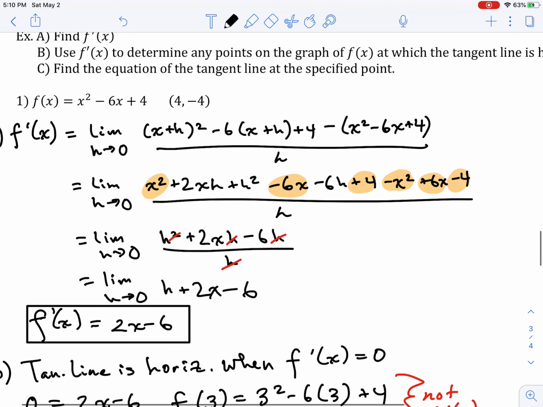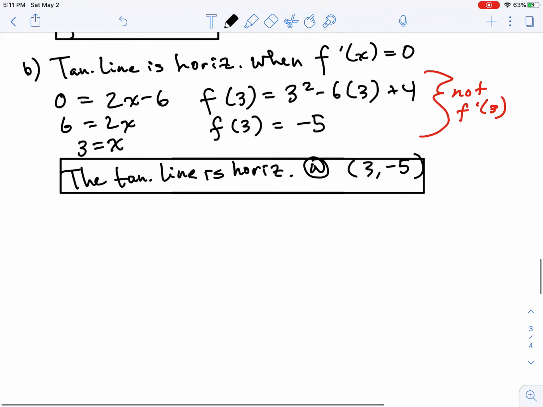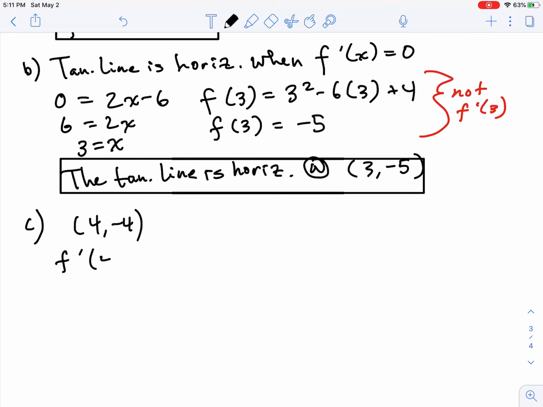Now let's move on to our final part. Our final part was to find the equation of that tangent line at the specific point. The specific point that they're giving us is (4, -4). So at (4, -4), let's find the equation of our tangent line. We're going to need a couple things. First, if it's a tangent line and we're finding its equation, we need its slope. So the derivative evaluated at 4 gives us the slope of our tangent line at that point.